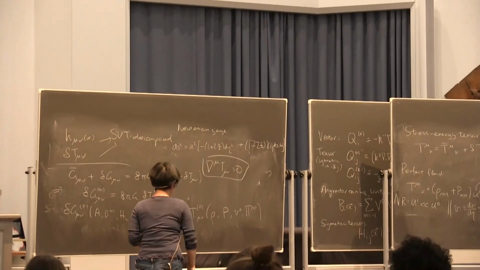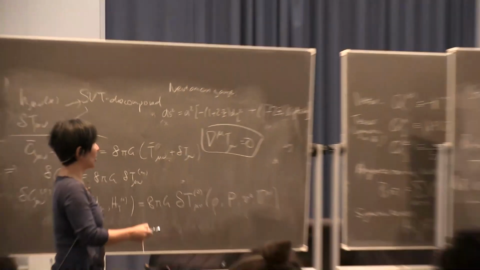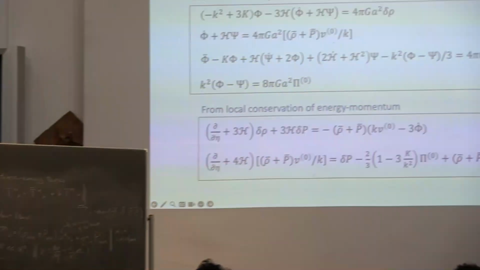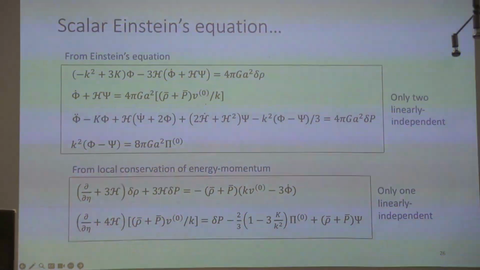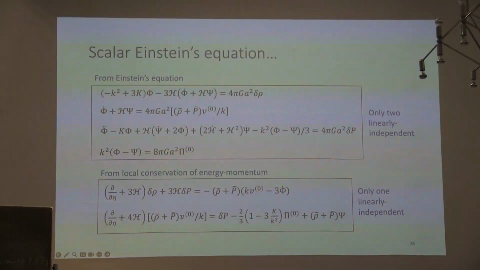Just applying this condition, you can further derive two equations that look like this. But again, they're not both linearly independent. Only one of them is linearly independent. That's for the scalar perturbations.